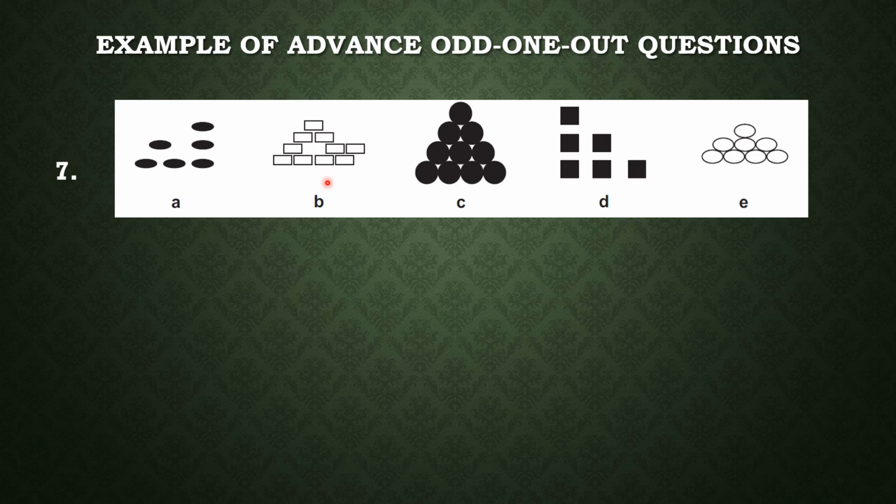Here there are bricks, 1, 2, 3, and 4. Here there are circles, dark circles, 1, 2, 3, 4. Here there are squares, 1, 2, 3. However, in option E, we see 1, 3, and 4. So that's not following the sequence. There should be two more spheres in between. So if you go by that rule, option E is the odd one out.